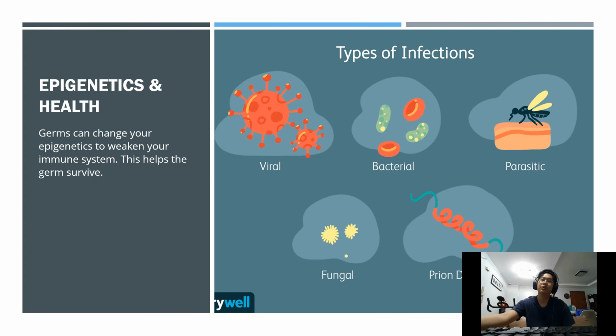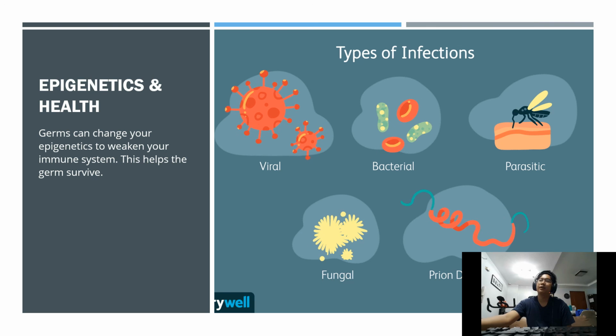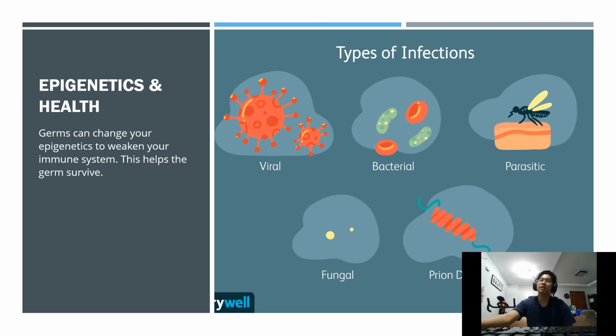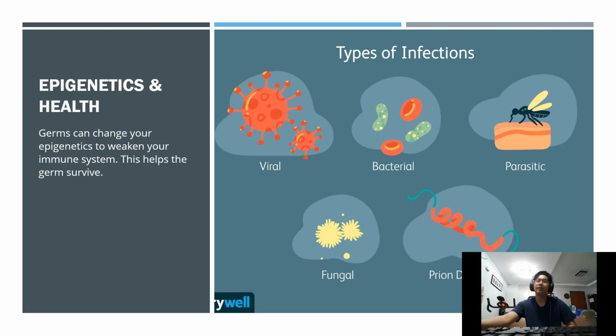Germs can change your epigenetics to weaken your immune system. This helps the germ survive. For example, Mycobacterium tuberculosis, which causes tuberculosis. Infection with these germs can cause changes to histones in some of your immune cells that result in turning off the IL-1B gene. Turning off the gene weakens your immune system and improves the survival of Mycobacterium tuberculosis.